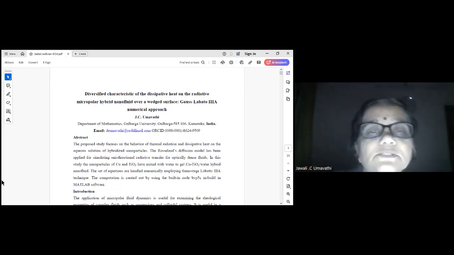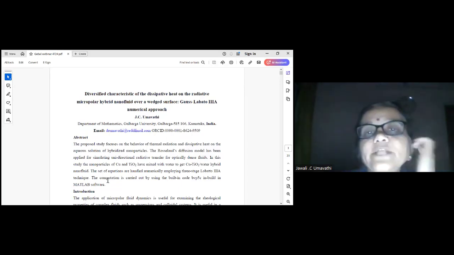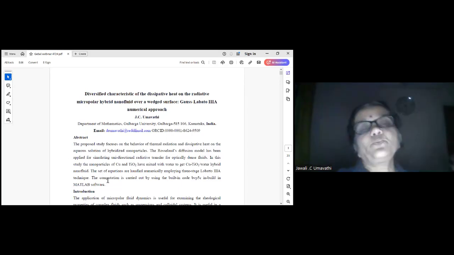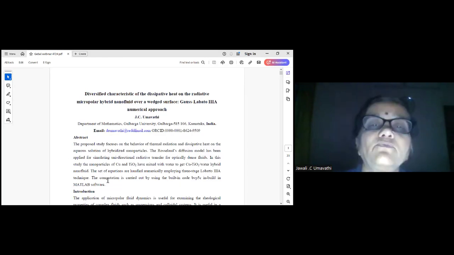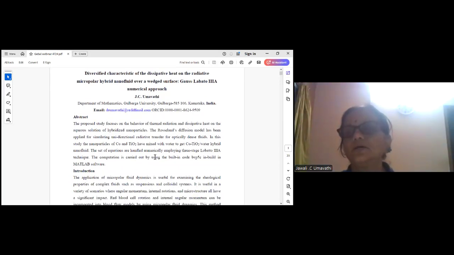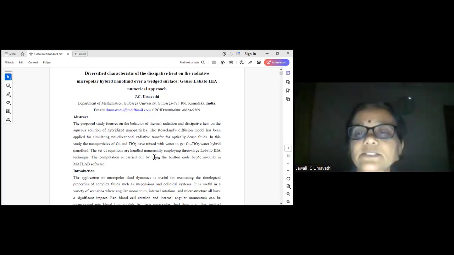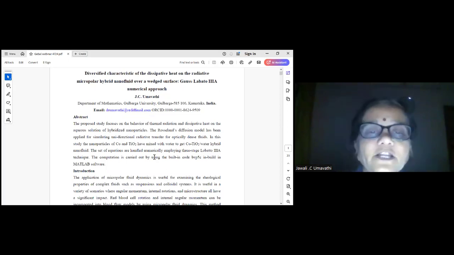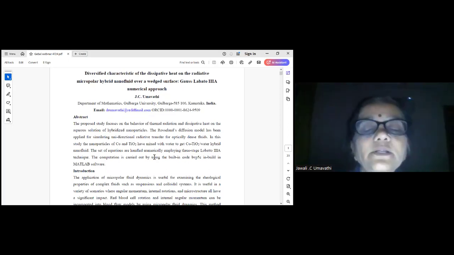So with this, I start my talk. Here I have included dissipative heat on a radiative micropolar hybrid nanofluid. Instead of considering a single nanofluid, we go for different combinations of nanoparticles. A lot of work is already done on single nanofluid. I myself have published on this topic using single nanofluid, but I wanted to know what the benefits are of using two different nanofluids: same base fluid, but two different nanoparticles.